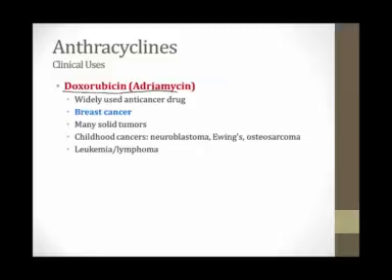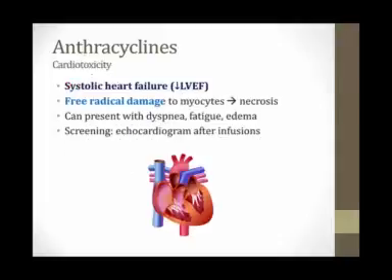Doxorubicin or adriamycin is one of the most commonly used drugs in this class. It's a very widely used cancer drug. It's used in most cases of breast cancer. It's also used in many other solid tumors. It's used in some childhood cancers, including neuroblastoma, Ewing sarcoma, and osteosarcoma, and it's also used in some cases of leukemia and lymphoma. A major problem with these drugs, and in particular with doxorubicin, is that these drugs can potentially cause cardiotoxicity. They can lead to systolic heart failure with a reduced left ventricular ejection fraction.